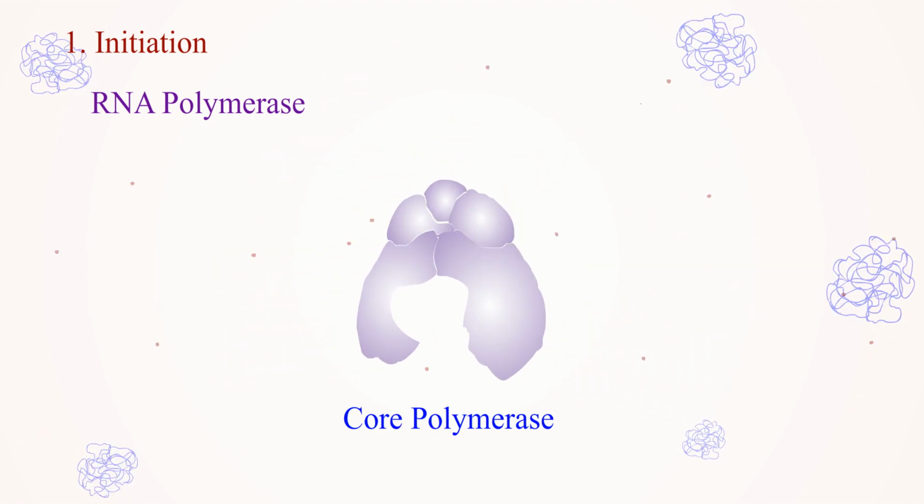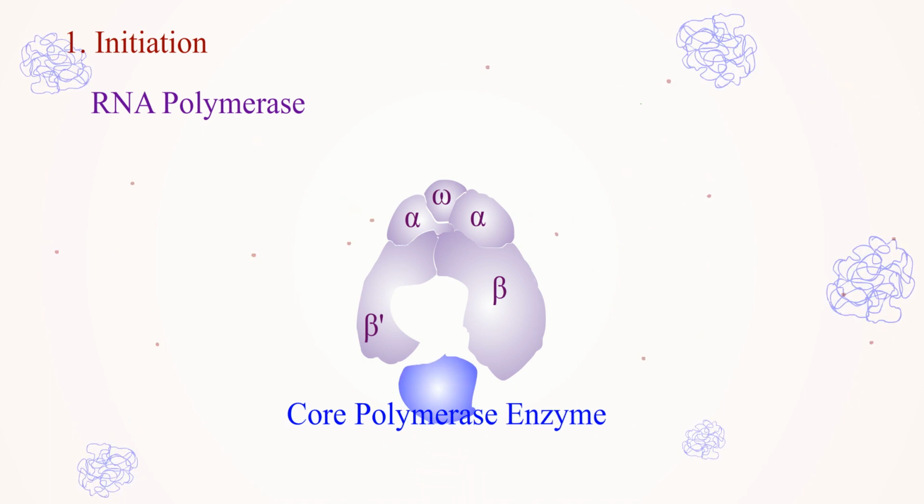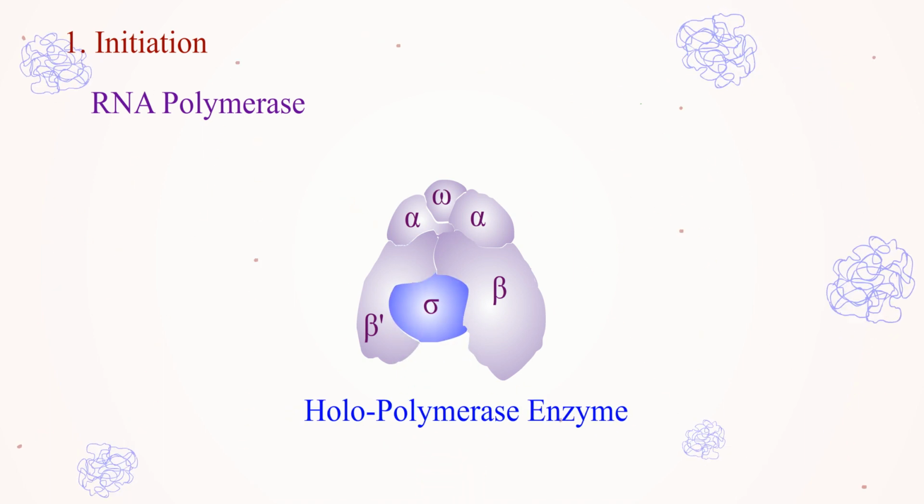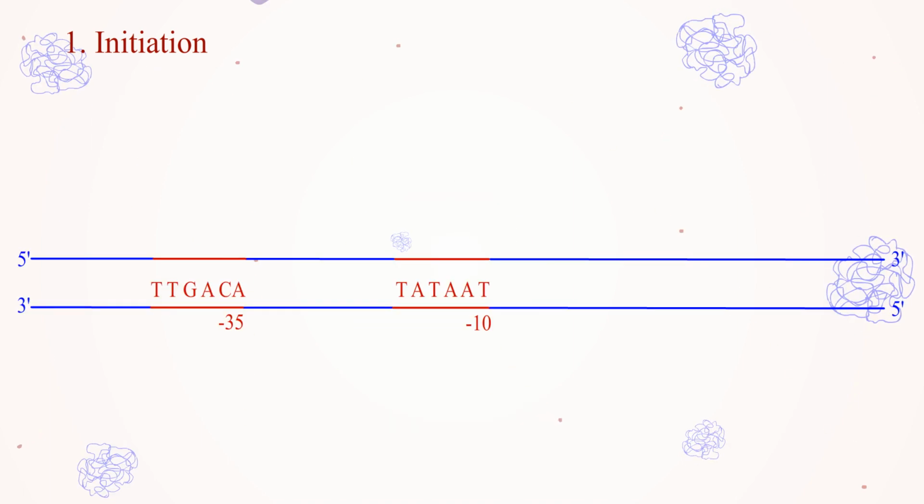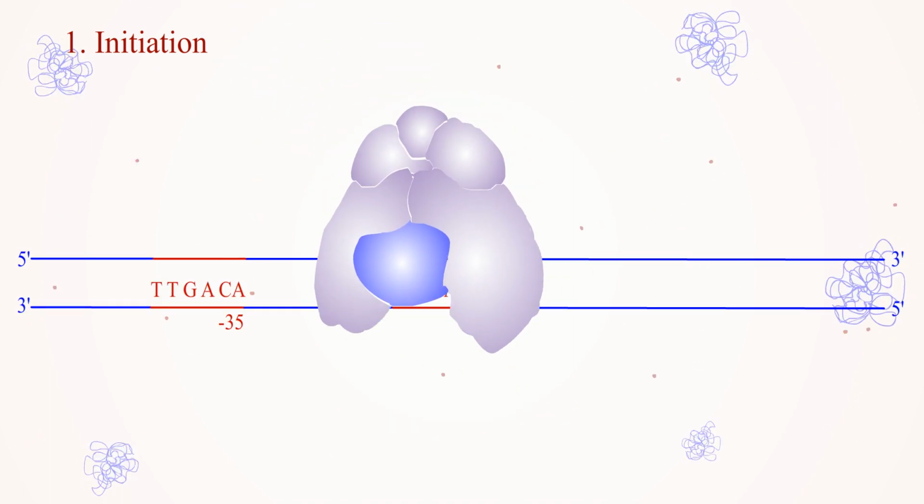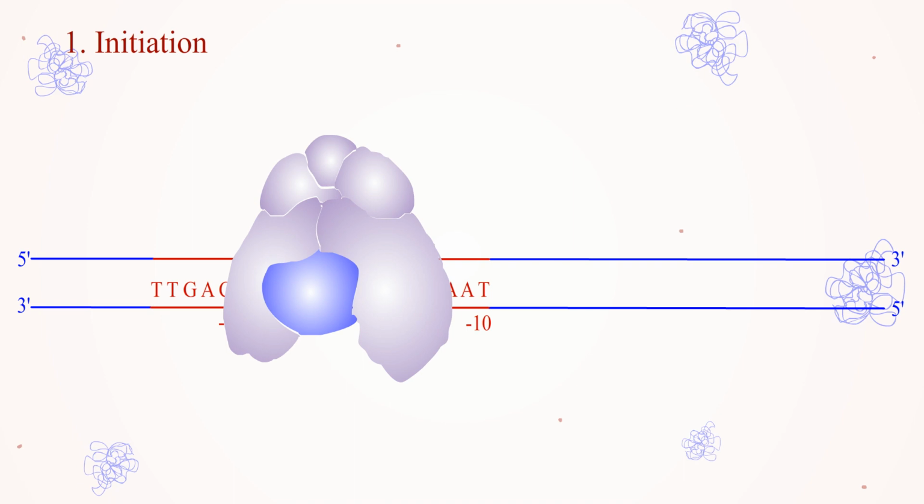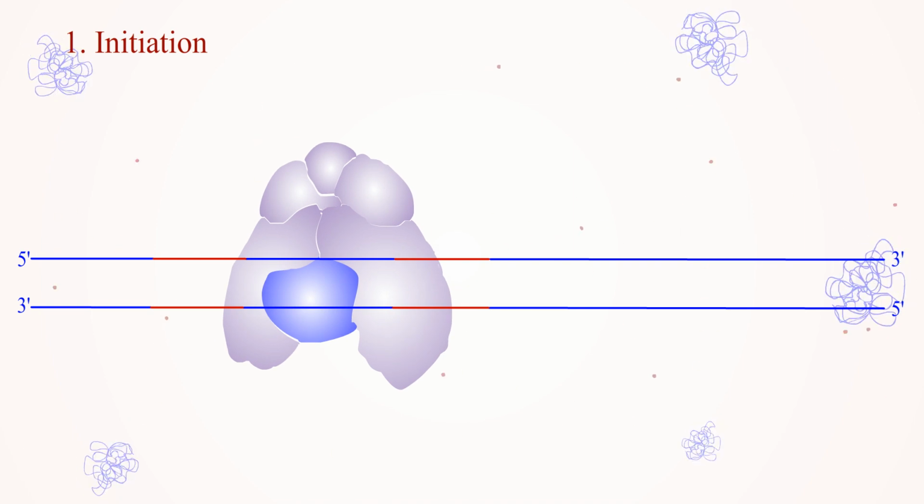The RNA polymerase comprises the core polymerase, which consists of alpha, beta, beta-prime, and omega subunits. Then the sigma subunit will bind to the core enzyme to form a holoenzyme. The sigma subunit will help the RNA polymerase to recognize promoter sequences in the DNA. The binding of RNA polymerase to the promoter sequence leads to the formation of the closed complex.